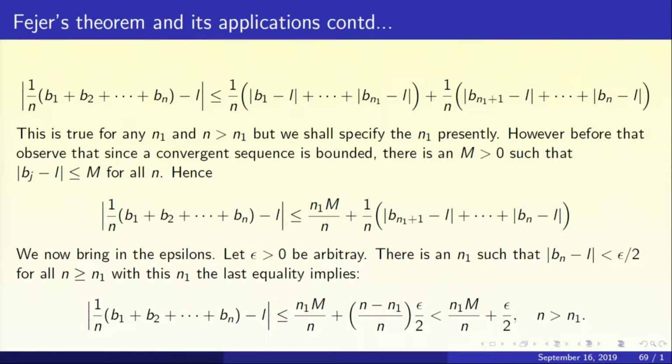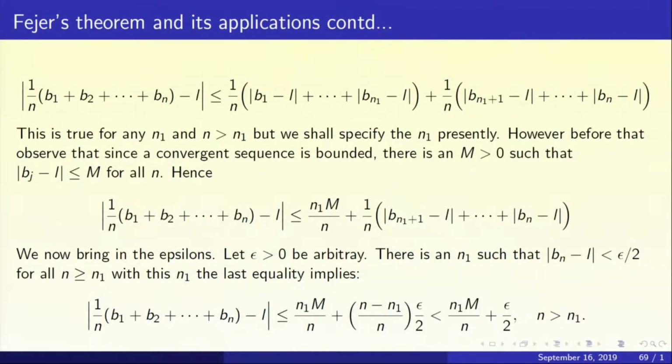plus |bn - L|. Now, we bring in the epsilons. Let epsilon greater than 0 be arbitrary. There is an n1 such that |bn - L| < epsilon/2 for all n bigger than or equal to n1. Because the bn converges to L, I simply applied the epsilon definition of convergence.